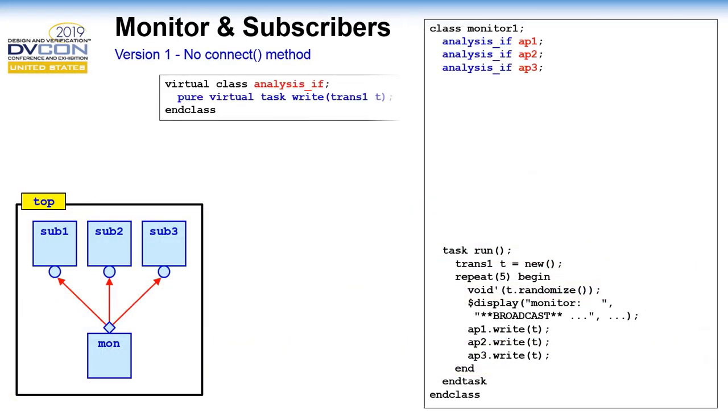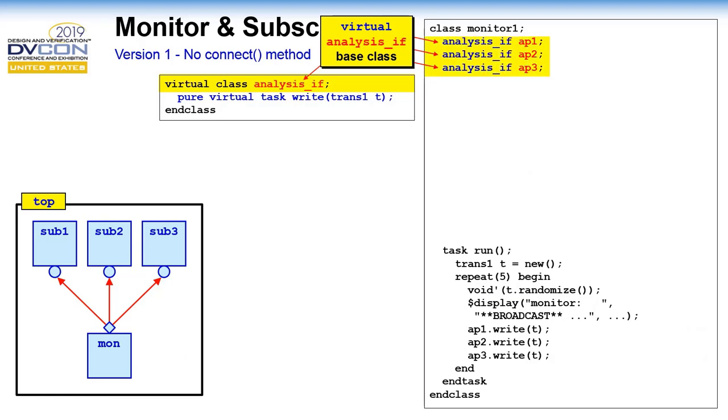So in the first version, we're going to have a monitor where we've declared 3 analysis interface handles called AP1 through AP3. It'll be from a virtual class called analysis interface. And this virtual class will have a pure virtual write method in it. Remember, pure virtual means that anything that extends this class has to provide the write method implementation.